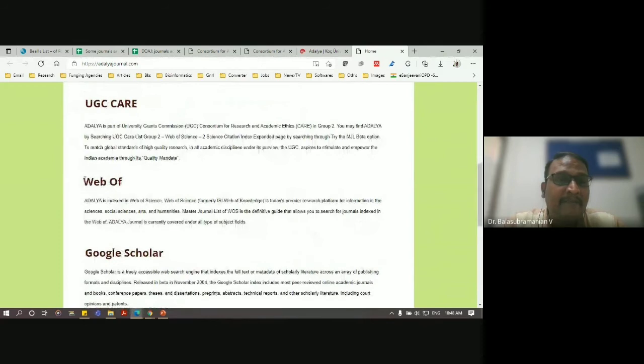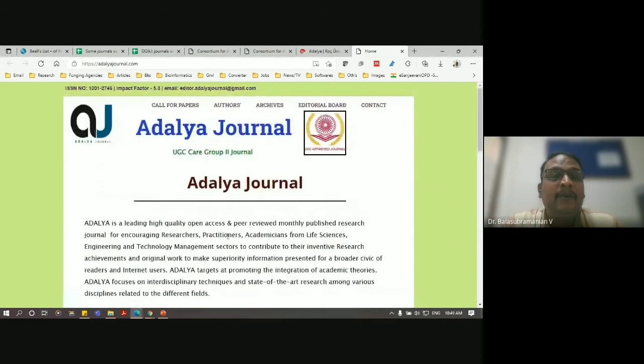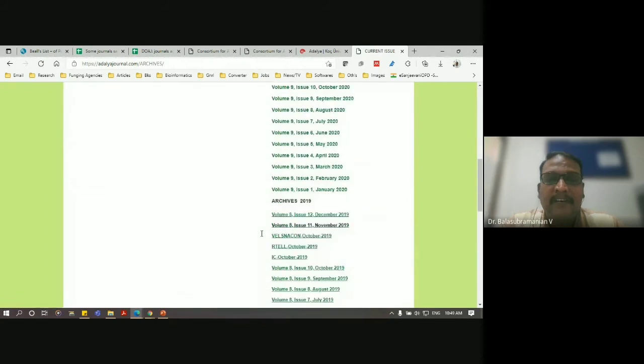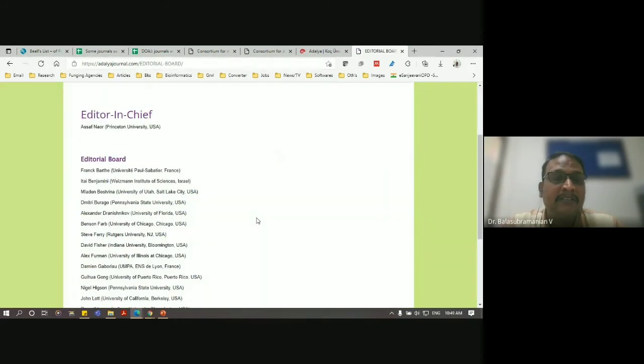UGC CARE and Web of Science: they did not mention Web of Science completely. That is a mistake here. You can find out Web of Science should be written with the full words. Google Scholar and DOI, these are all cross-reference databases. They are telling that it will be included. But if you go for archives or authors, these are all the volumes they have included, but it is not the original journal.